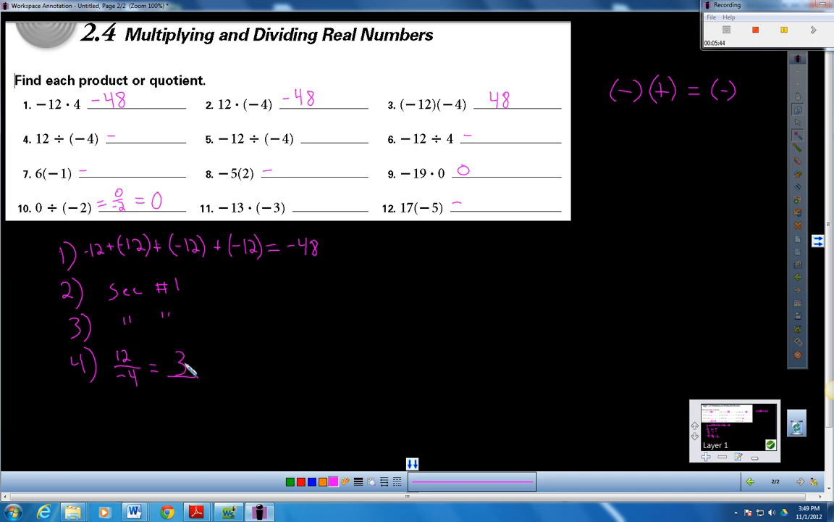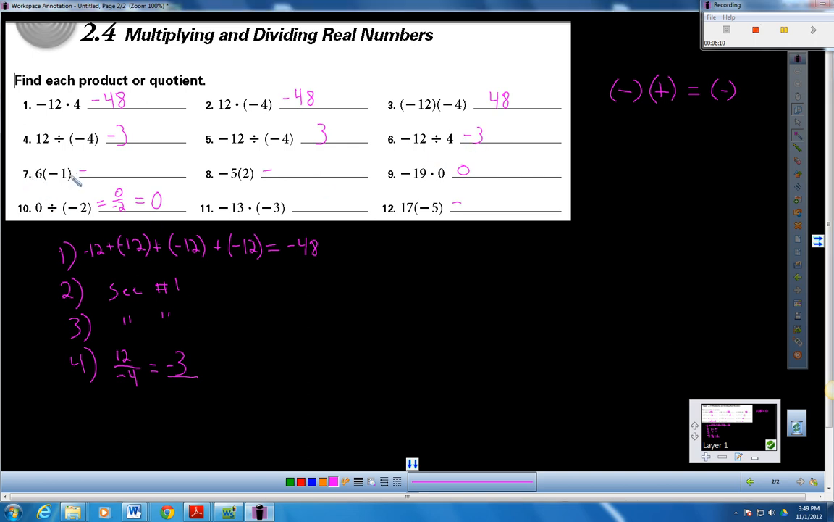I know that negative 3 times negative 4 is 12. So I know my answer up here is negative 3. Now the thing about that is I do not have to show work again for this, because I know a negative divided by a negative is just going to give me a positive 3. And here I have a negative divided by a positive. I know my answer is going to be negative 3 again.